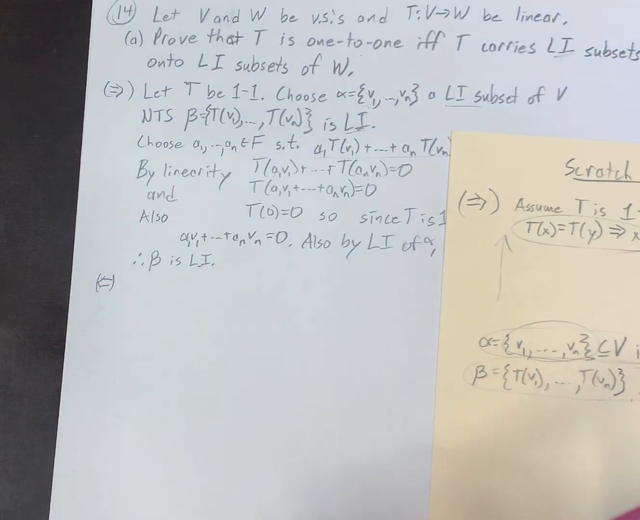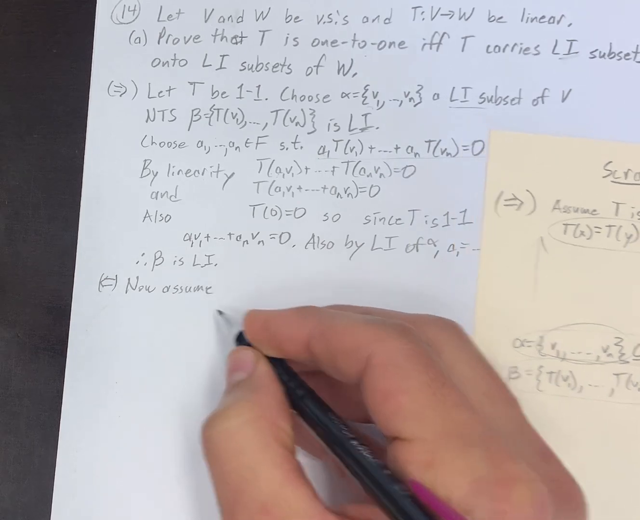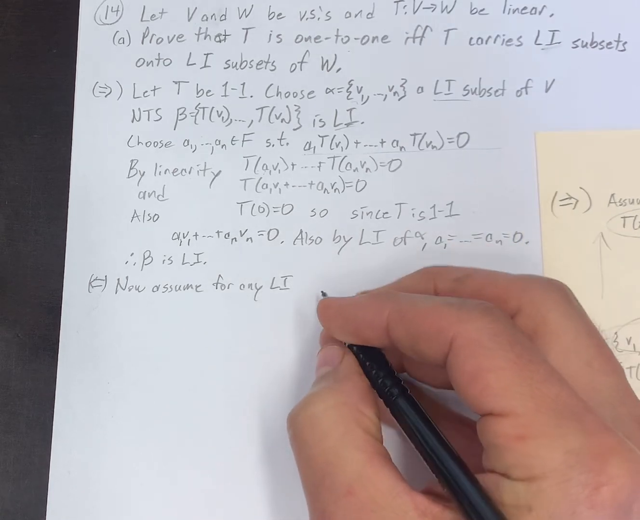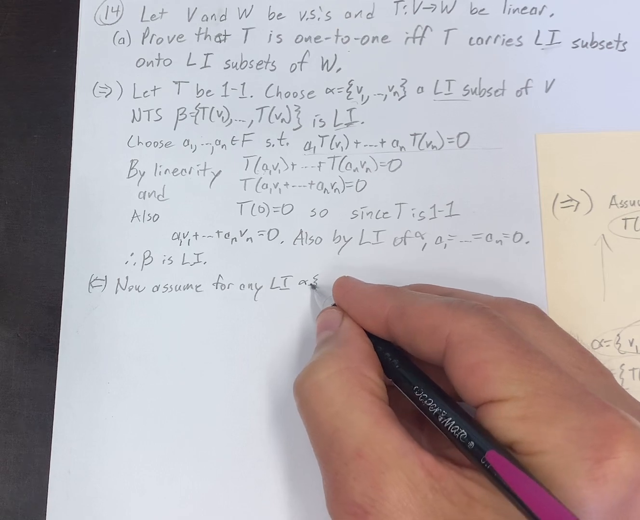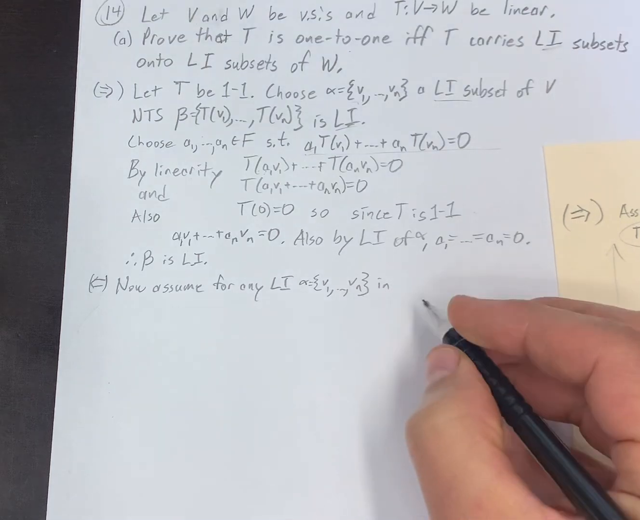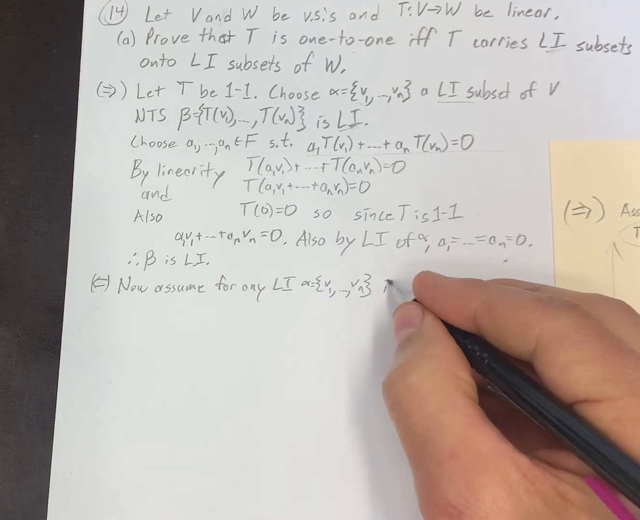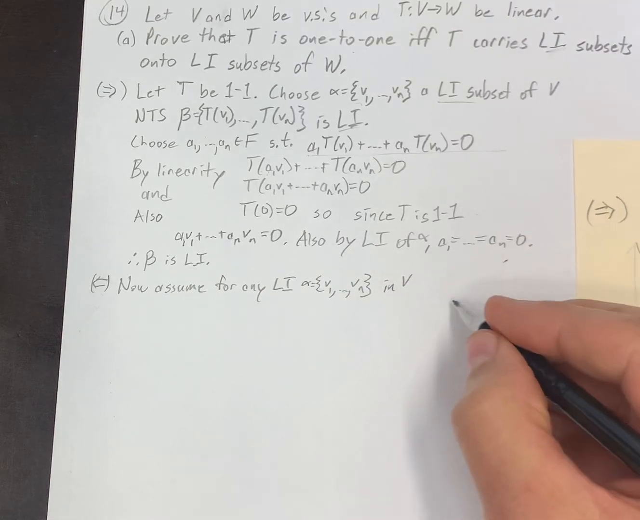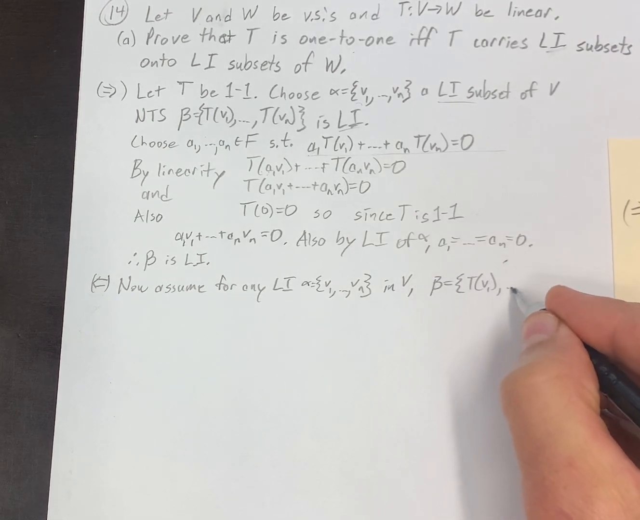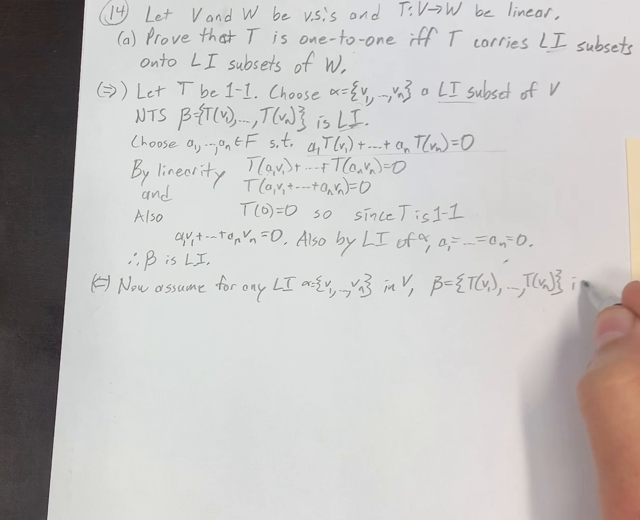The other direction, now. Assume for any linearly independent alpha, v1 to vn, in any linearly independent set in V, beta equal to T of v1 out to T of vn is linearly independent.